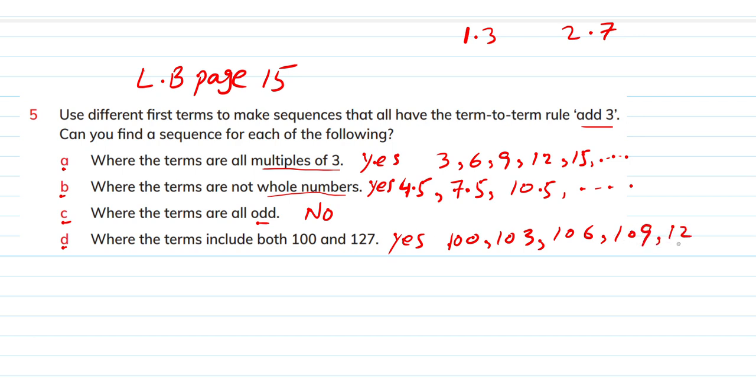112, 115, 118, 121, 124, okay? 127. So look, we added 3 every time, yes? And we made the sequence where there were both 100 and 127, yes? It means we can make such a sequence by adding 3 every time. Okay?